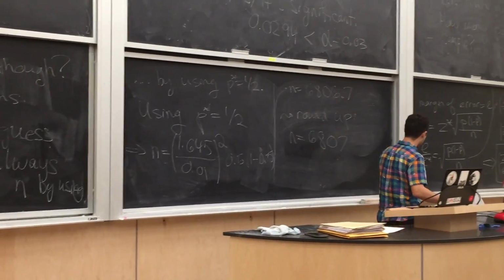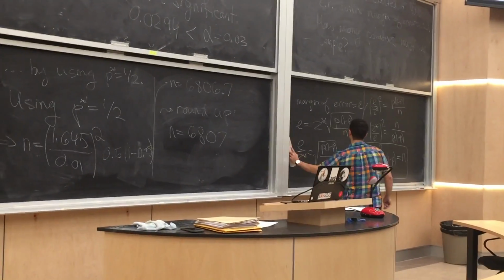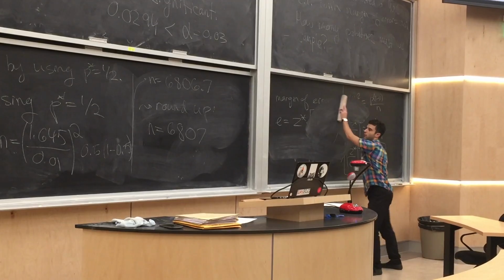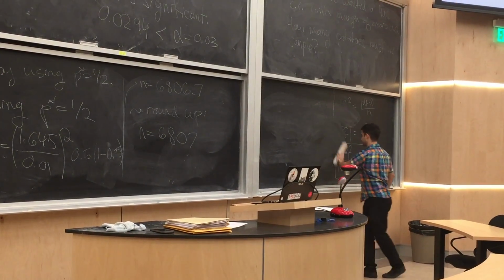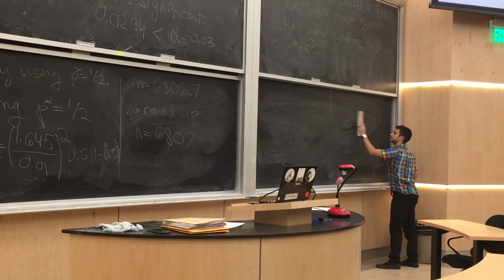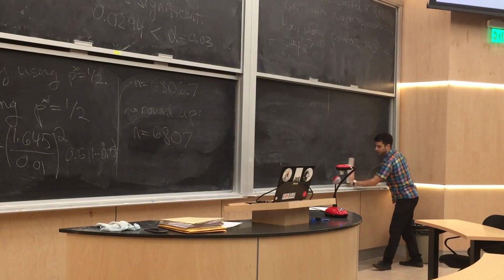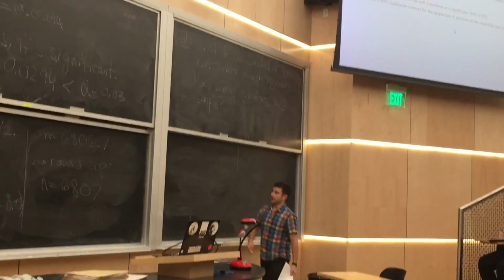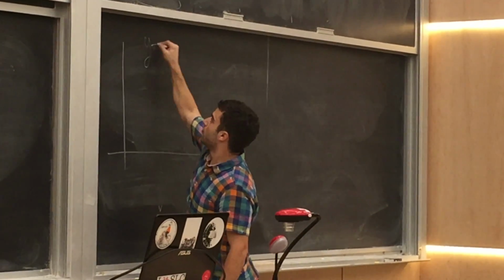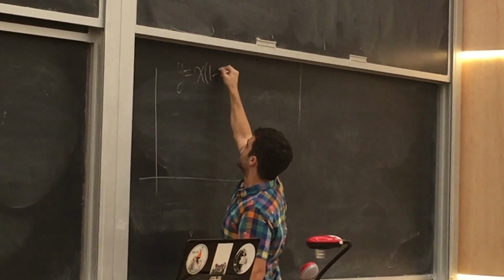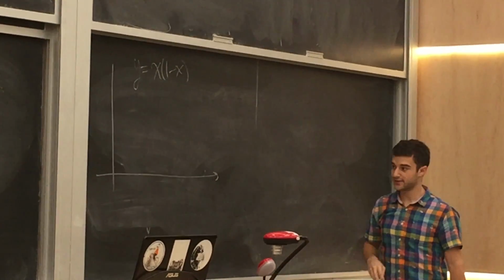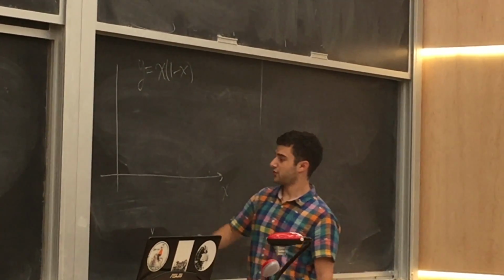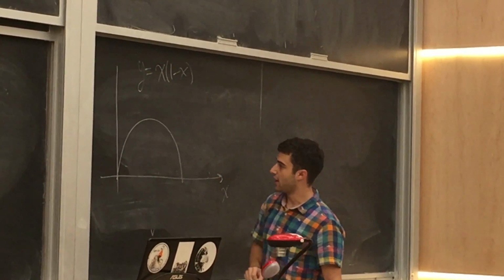Okay, so for the last couple of minutes, let's try to figure out why 1/2 always gets us an overestimate. So the quickest and maybe least satisfying answer is if you just plot the function y equals x times 1 minus x, this function has a maximum at 1/2.